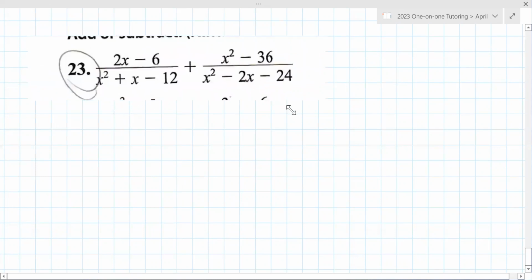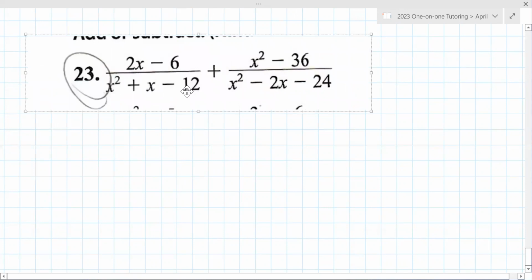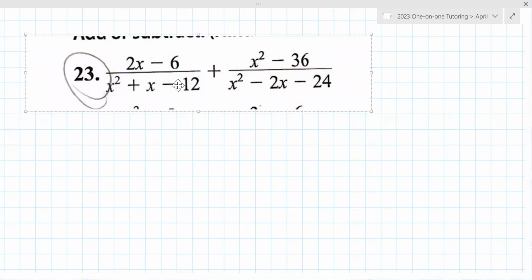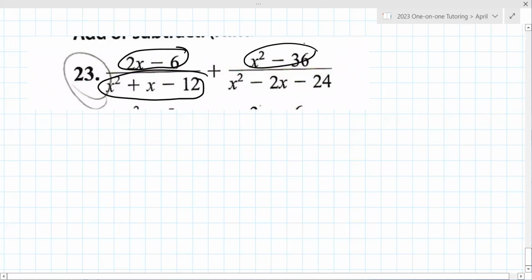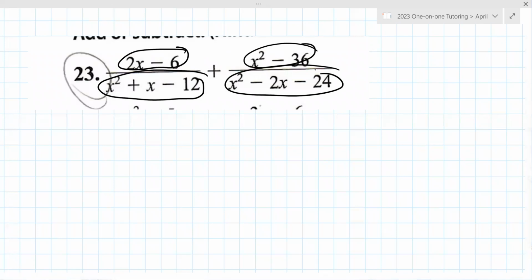2x minus 6, x squared minus 36, x squared plus x minus 12, x squared minus 2x minus 24. Is there something here, one of these four, that you think you can factor on your own? I'm asking you to look at this top left, bottom left, top right, bottom right. Do any of those individually stand out as ones you think you can factor? X squared and x in the bottom left. Okay.